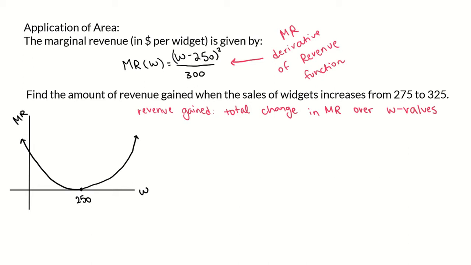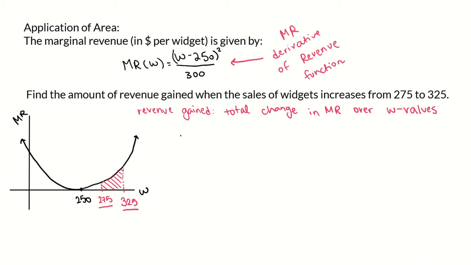So if we want to know what is the revenue gained, or the total change in the marginal revenue, between 275 and 325, what we're actually looking for is the difference in area here. That's the revenue gained when we increase sales from 275 to 325, is that little difference in the area under the curve.